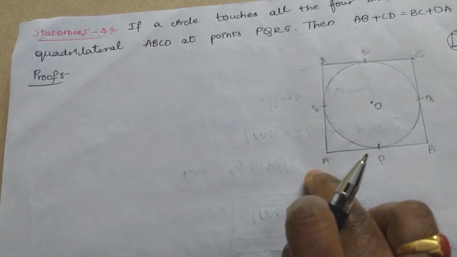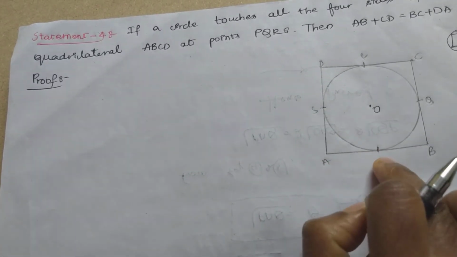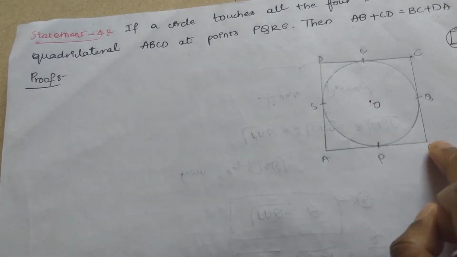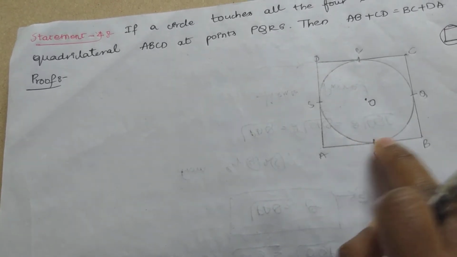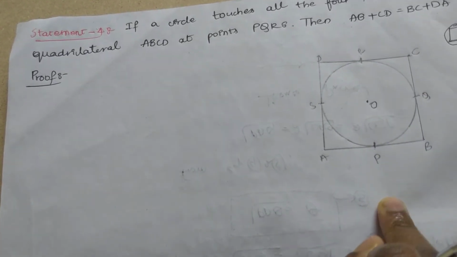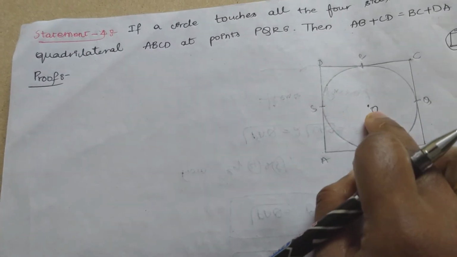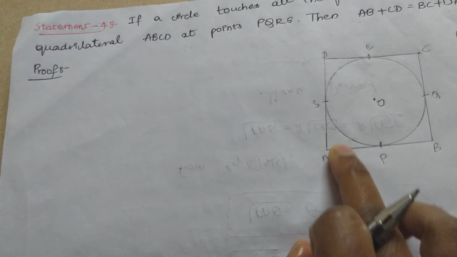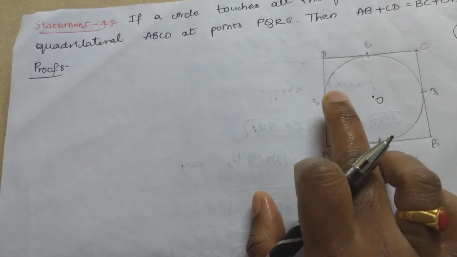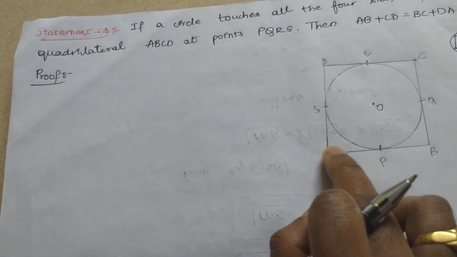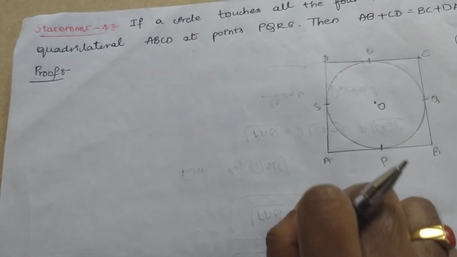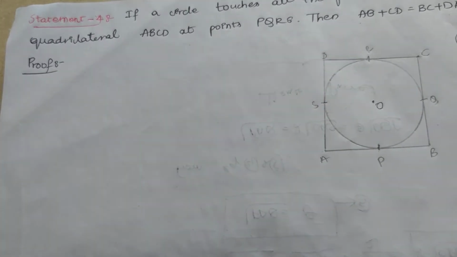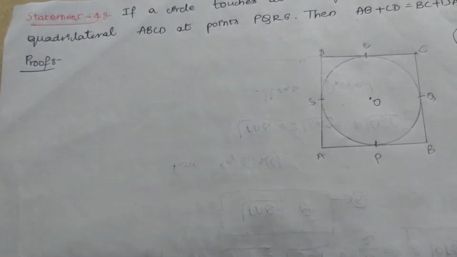When you see this circle, let us consider A as an external point. When you consider A as an external point, AS and AP are the tangents to the given circle with center O. In the same way, when you consider B as an external point, BP and BQ are the tangents to the given circle with center O. In the same way for C and D also. So from an external point, two tangents can be drawn, and from theorem 9.2, those two tangents are equal. Correct? So what can we write from this? AP equals AS.